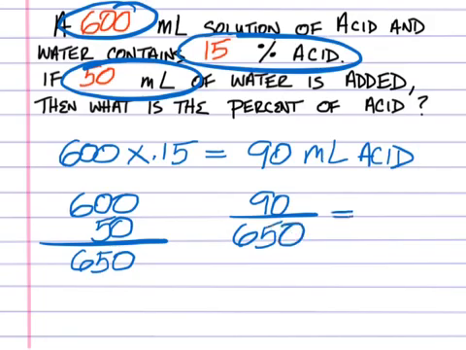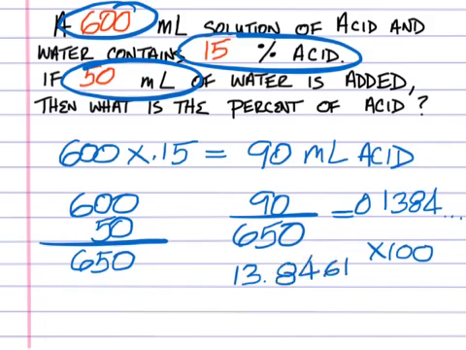So we must divide. Actually, it's 90 divided by 650. And that comes out to be 0.1384 and on out. You must multiply that by 100 to come up with 13.846153 and so on. But we need the answer rounded to the nearest percent, and that's going to be 14%.